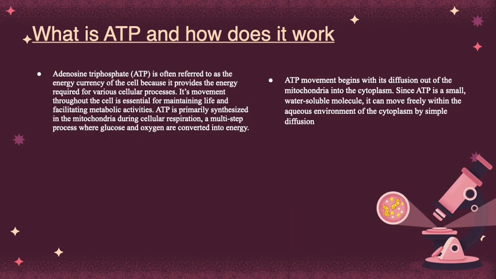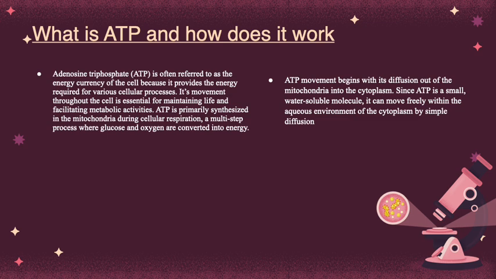So you're probably wondering, what is ATP and how does it work? I've already kind of explained what it is and how the process works, but how does it actually work? It's referred to as the energy currency of the cell because it provides the energy required for various cellular processes, including movement throughout the cell, which is essential for maintaining life and facilitating metabolic activities.